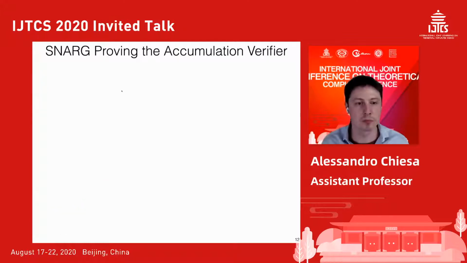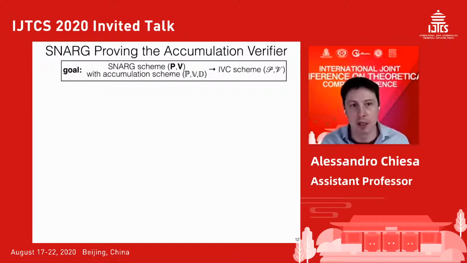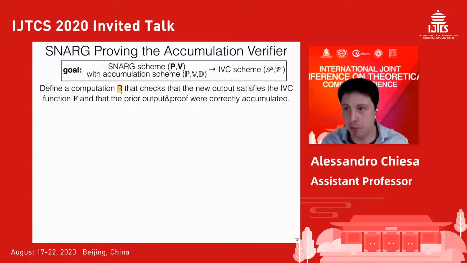All right. So while before we were snark proving the snark verifier, now we're going to snark prove the accumulation verifier. Specifically, we want a new construction that says, give me the prover and verifier of the snark and the prover, verifier and decider of the accumulation scheme. I want to construct the IVC prover and IVC verifier. Similarly to before, the crux of the construction is going to be some recursive computation R that will check that the new output satisfies the IVC transition function, and also that the prior output and proof were correctly accumulated.